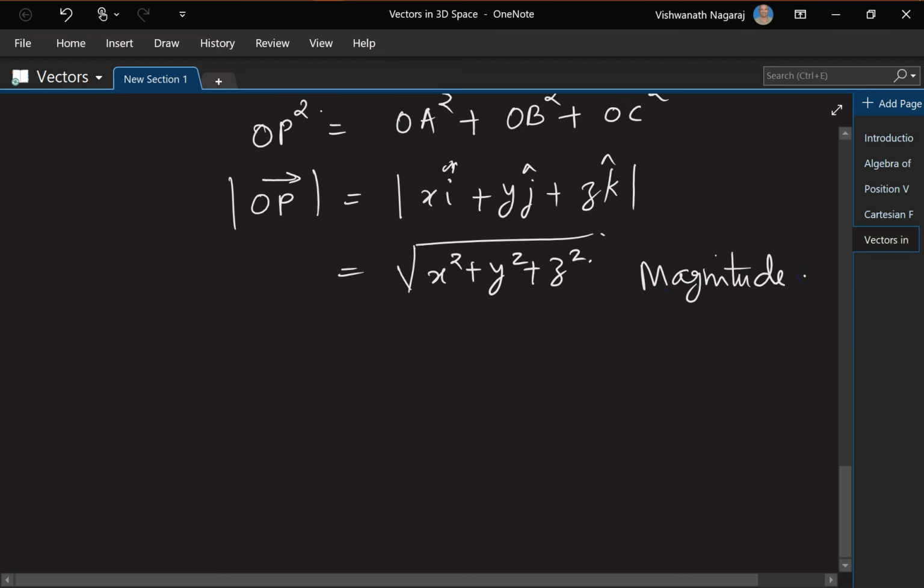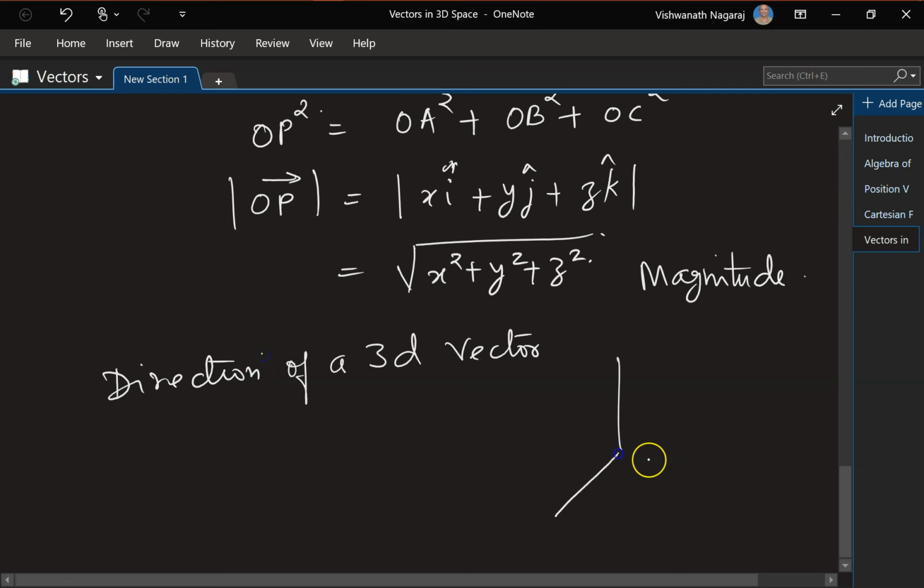Now what about the direction? So we have to look at the direction now. If this is the point and this is the vector OP, then there will be an angle formed with the y axis, an angle formed with the x axis, and an angle formed with the z axis.